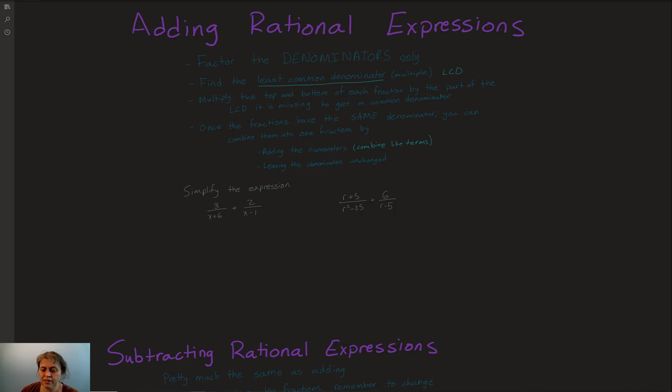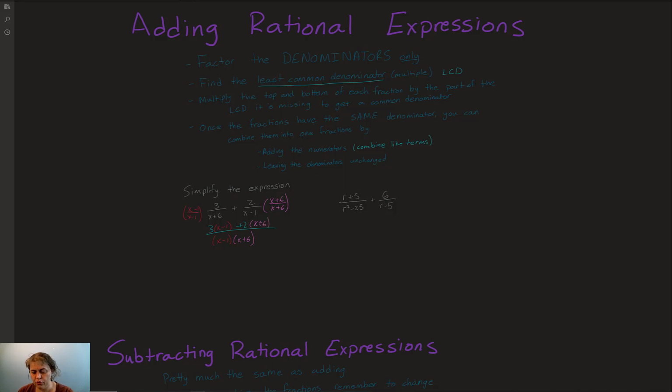So for x plus 6 and x minus 1, there is no common denominator there. So we're going to end up multiplying this guy by x minus 1 over x minus 1. And we're going to multiply this guy by x plus 6 over x plus 6. We're going to leave the denominator as x minus 1 times x plus 6. But now we have 3 plus 2, and this is x minus 1, and this is x plus 6.